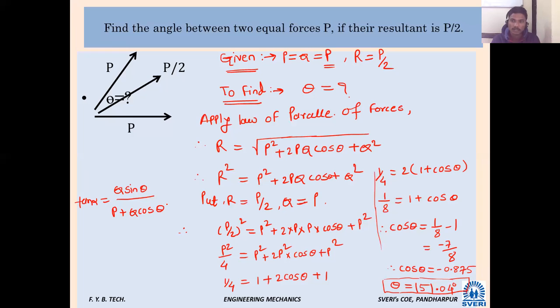Yes, it is half of this. But can we calculate? My question is, is it possible to calculate? No, it is the same. We are discussing the same problem only.